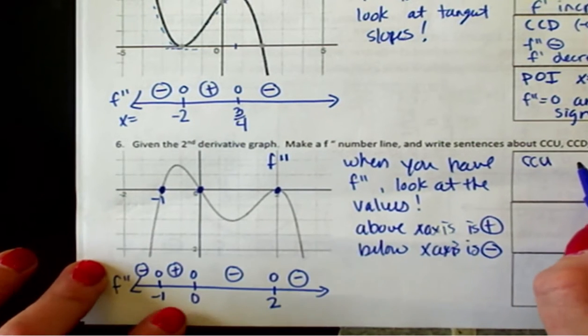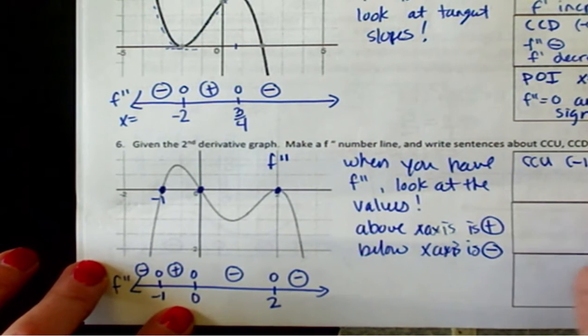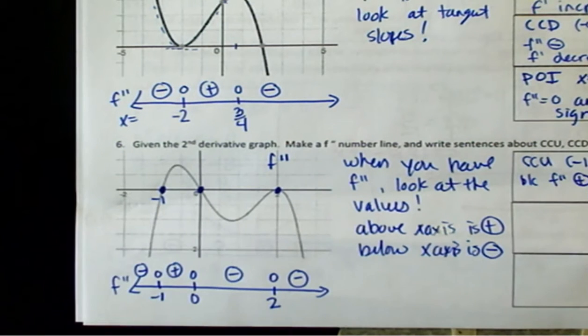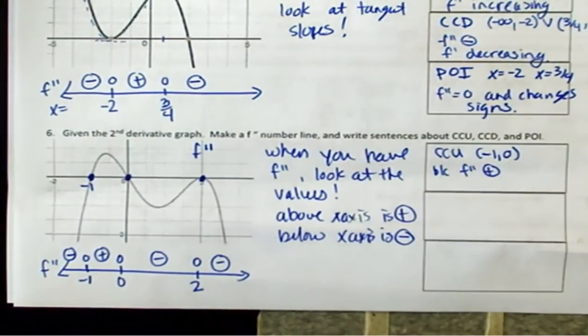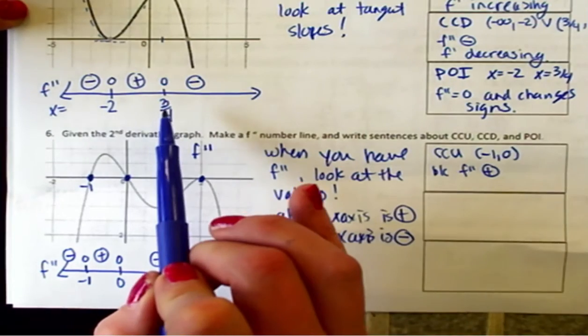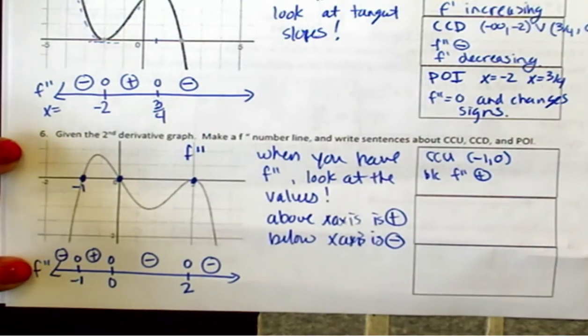Concave up, -1 to 0, because second derivative positive. I don't have any information about f prime, and now it's going to be increasing, but I don't need to say it because it's not there in the question. I only wrote sentences about the information in the question. In the previous one, I had f prime, so I said two things, one about f prime, one about double prime. Here, I only have double prime, so that's the only thing I'm going to answer with.